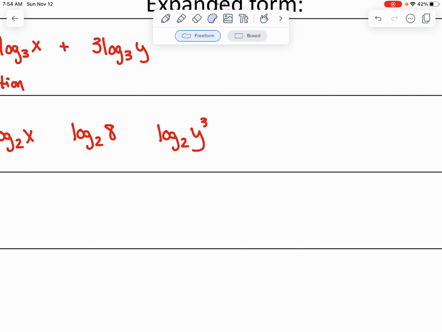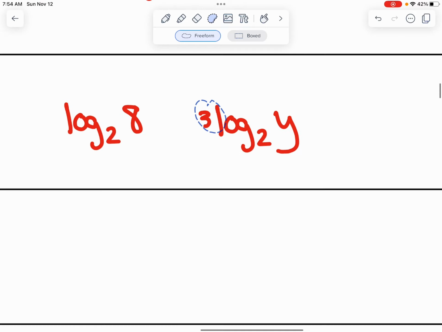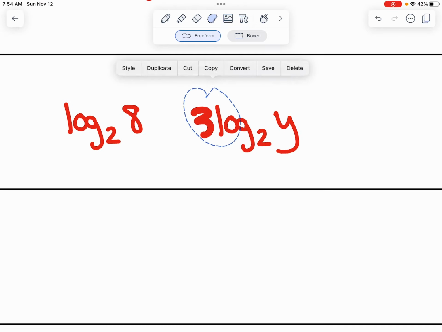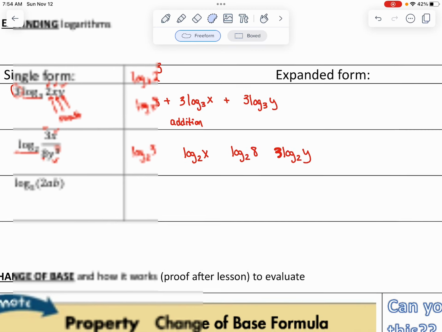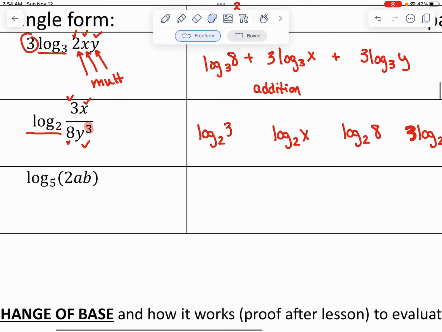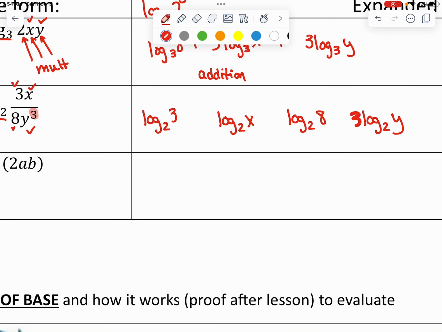But in expanded form, we really should take that 3 and put it in front instead. I'm going to make it a little bigger so it doesn't look like an exponent anymore. There you go. Now, the 8 and the y were in the denominator, right? You see down there how they were in the denominator? That means their logarithms need to be negative. Everything else is positive because it was in the numerator or multiplication. So anything that's in the denominator becomes negative. Here you go, here and here, the 8 and the y.